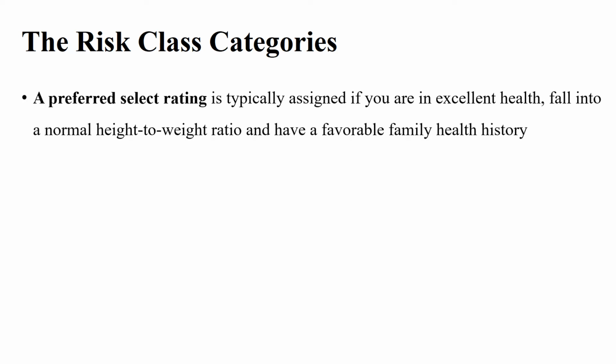Usually, insurance underwriters will put their customers into 3 categories based on the customer's risk level. Customers who are in excellent health, fall into a normal height to weight ratio, and have a favorable family health history can enjoy the best insurance rate. And we call these rates a preferred select rating. In other words, these customers pay the lowest insurance premiums for the same coverage.